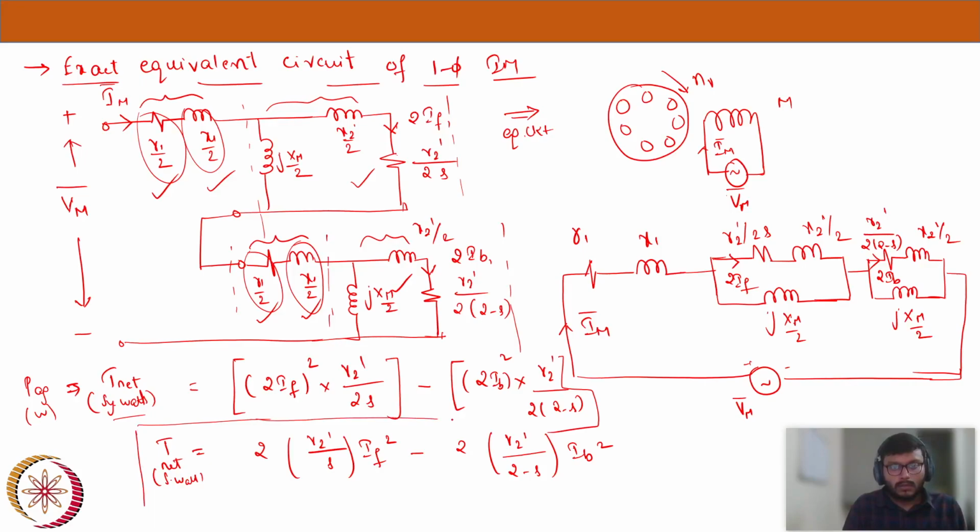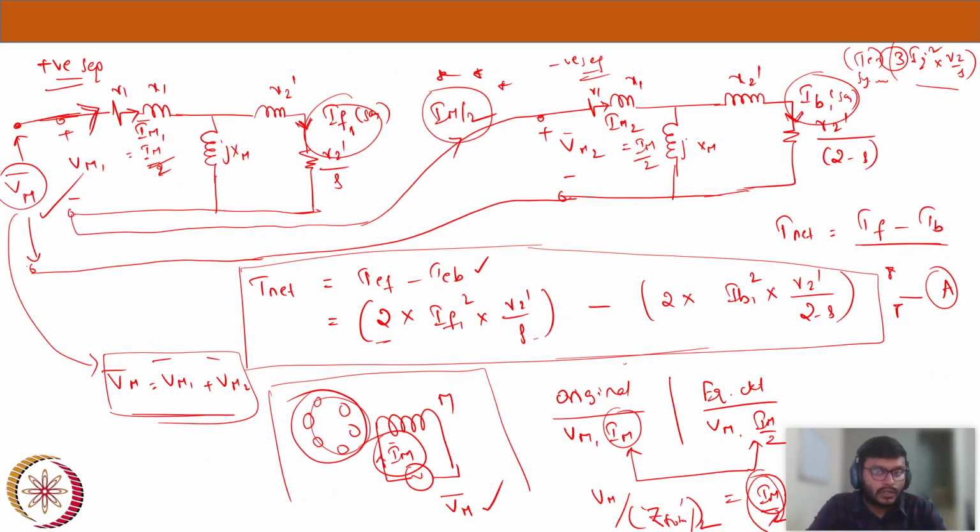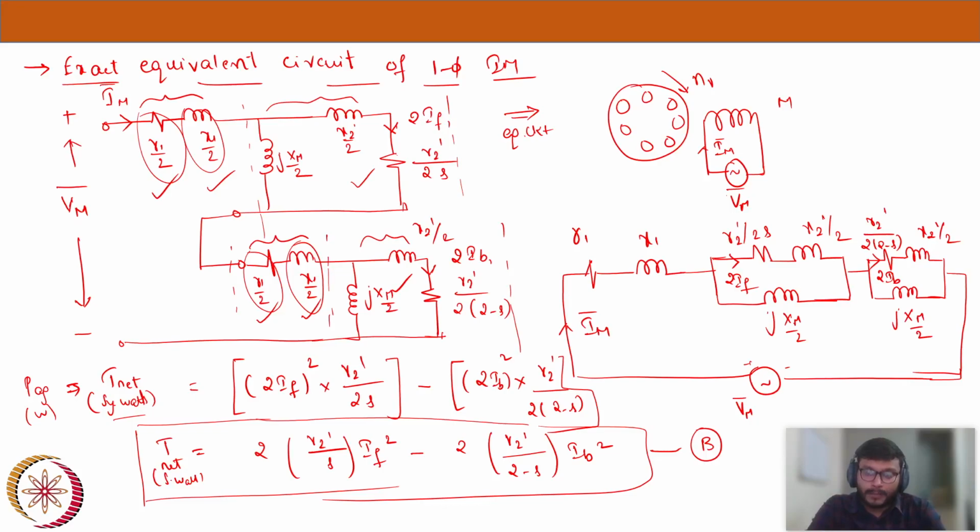This is equation B, which we were talking about last week, where we arrive at the exact equivalent circuit of our single phase machine, and we will be comparing it with what we got before. Let's compare equation B with equation A, which we got last week. Equation A is TF minus TB, 2 times IF1 square multiplied by R2 by S, minus 2 times IB1 square R2 dash by (2 minus S). If you observe A and B, both are exactly equal.